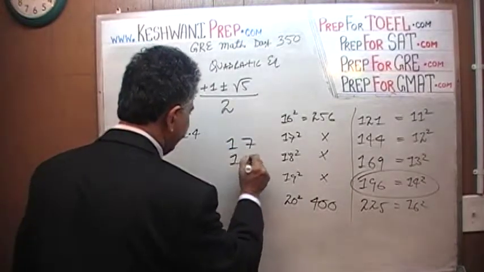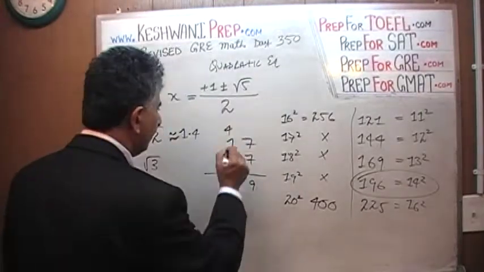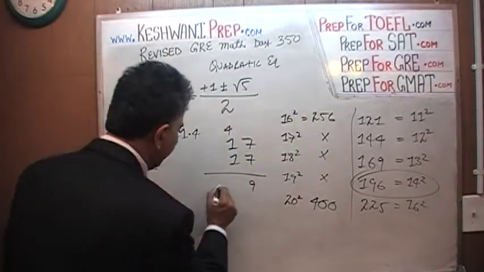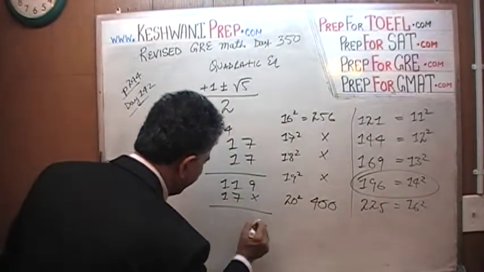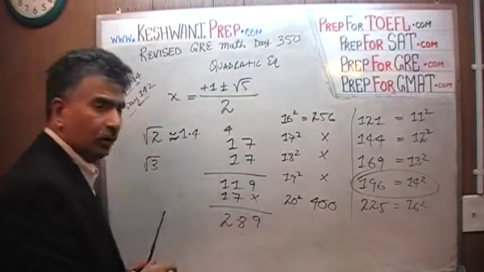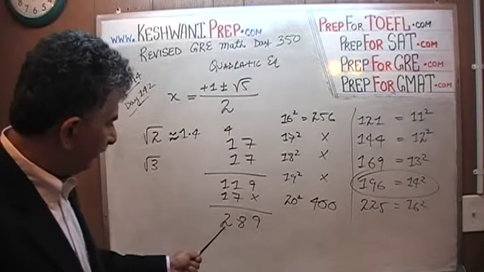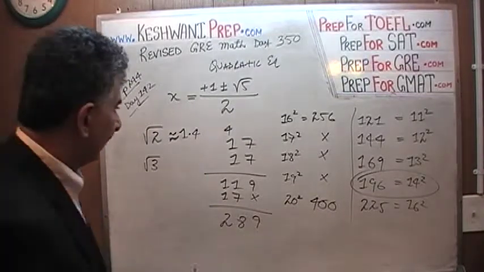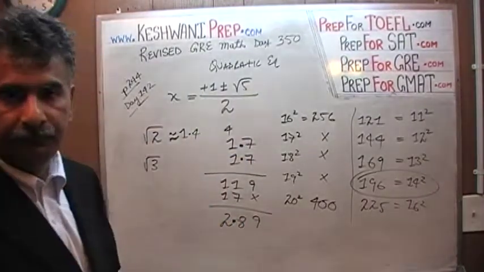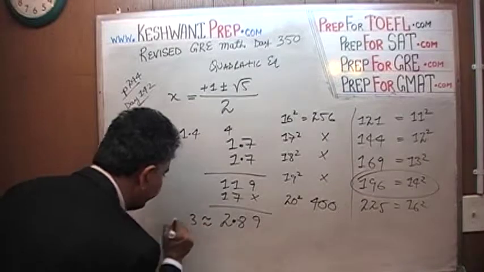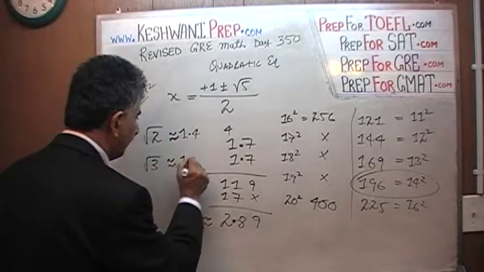17 times 17. 7 7s are 49, that's 9, carry 4. 7 1s are 7, plus 4 is 11. And times 1, 17. With 9, 8, and 2. What does it tell us? It tells us if 17 times 17 is 289, then 1.7 times 1.7 must equal 2.89. But 2.89 is very close to 3. Therefore, the square root of 3 is approximately 1.7.